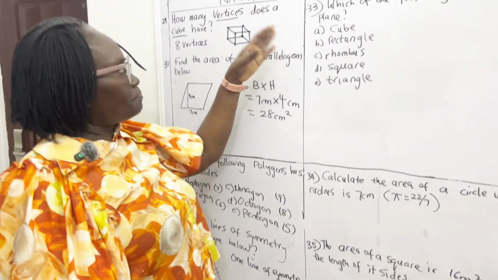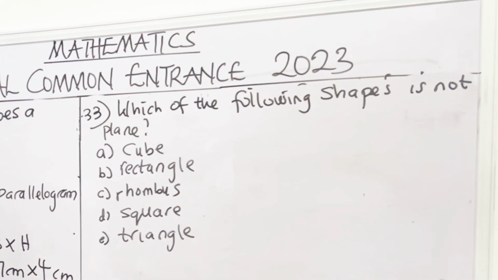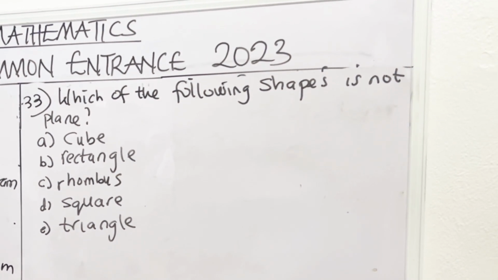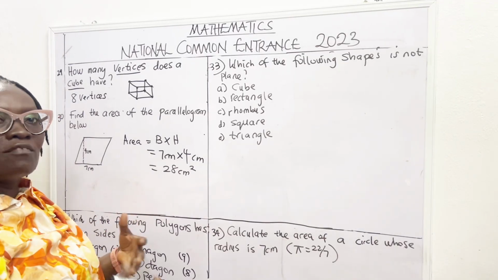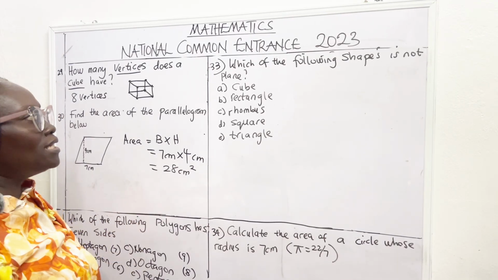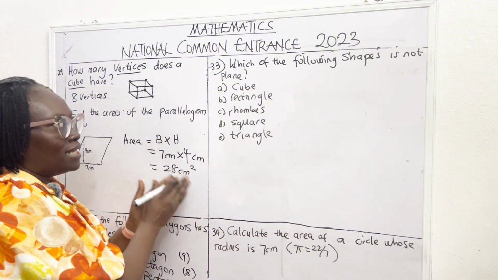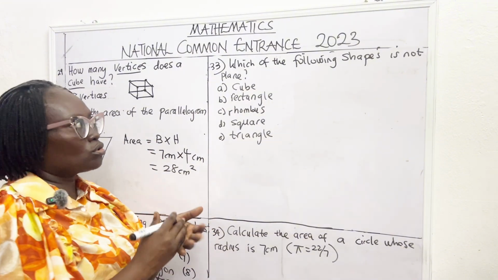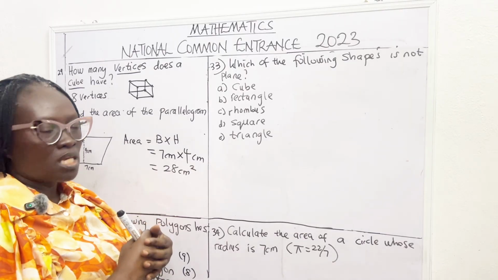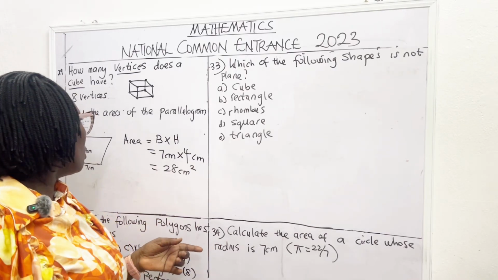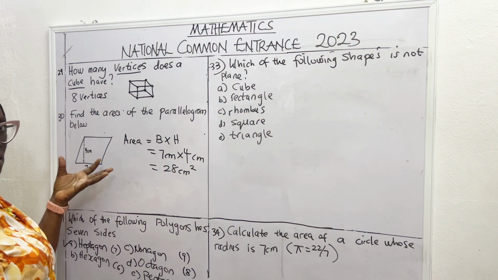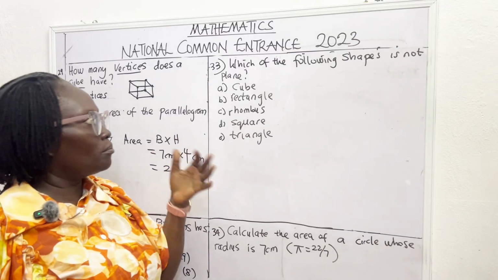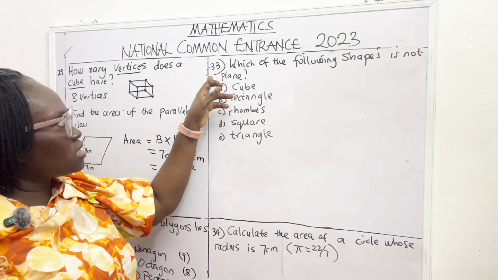Next question, question 33. Which of the following shapes is not a plane shape? Which one is not plane? Plane shape means a shape that doesn't have a height or a thickness. It only has length and breadth. We call such shapes two-dimensional shapes. Shapes that have just length and breadth, or base times perpendicular height, not thickness, are called two-dimensional shapes, and they are plane shapes.